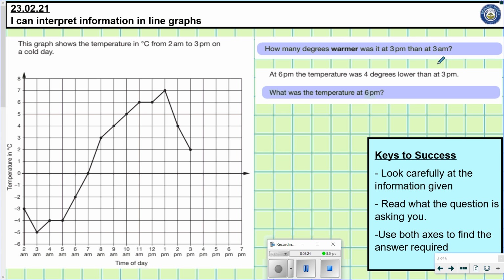It's not saying what's the temperature at 3 a.m. It's saying how many degrees warmer. So it's asking essentially what the difference is between those times. So first of all, I need to find 3 p.m. on my graph. So remember, time of day is along the bottom. So 3 p.m., find that, and I read up and I read across.